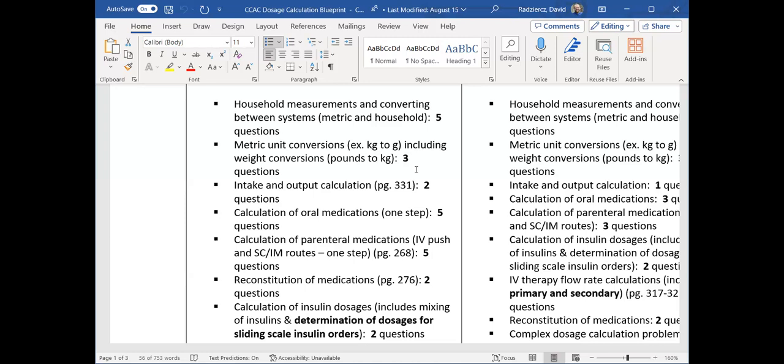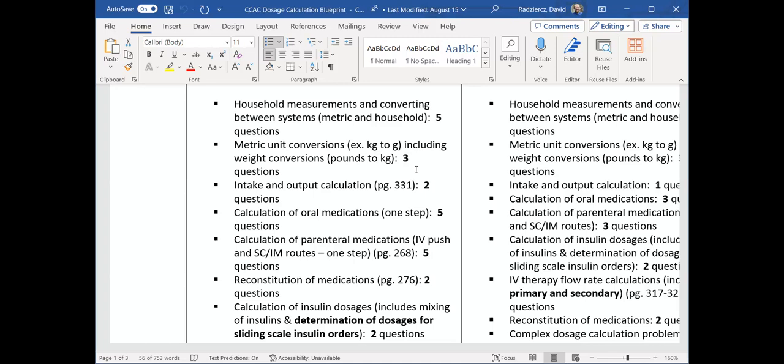Oral medications include capsules, tablets, but it also includes liquids, right? So suspensions, right? So if you've ever had to do an oral swish, or if you've ever had to swallow a medication, then you've done an oral-based medication.